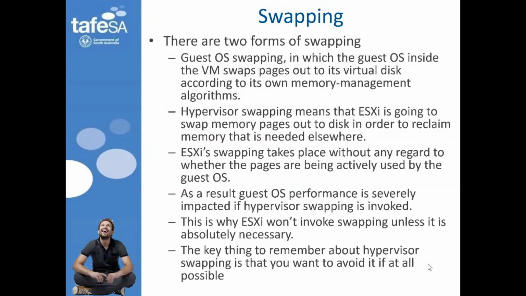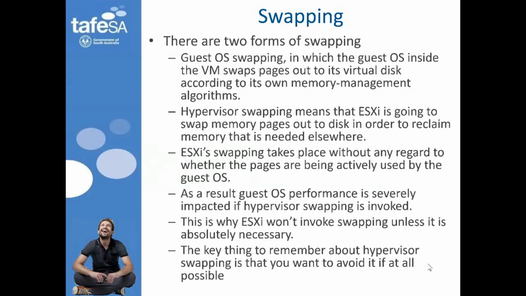There are two forms of swapping. There's guest OS swapping, in which the guest operating system in the VM swaps pages out to its virtual disk according to its own memory management. So if you've got a Linux virtual machine, for example, it just puts it in the swap partition. If you've got a Windows one, it puts it in the page file. That's what a normal operating system does anyway. So that's not really what we're talking about. That is just a normal function of the operating system, and not what we're interested in.